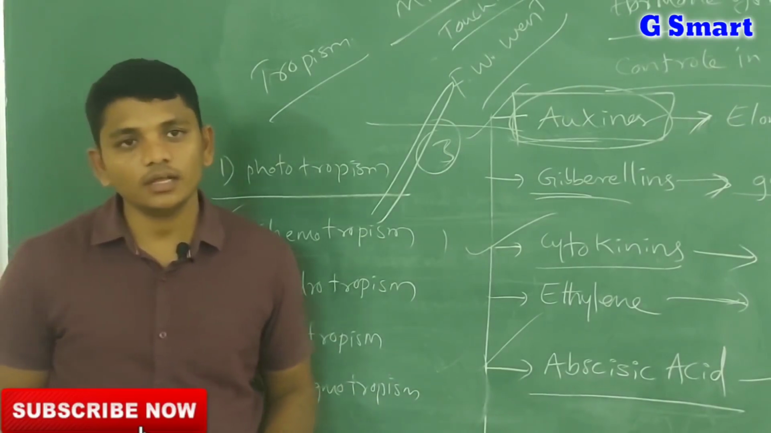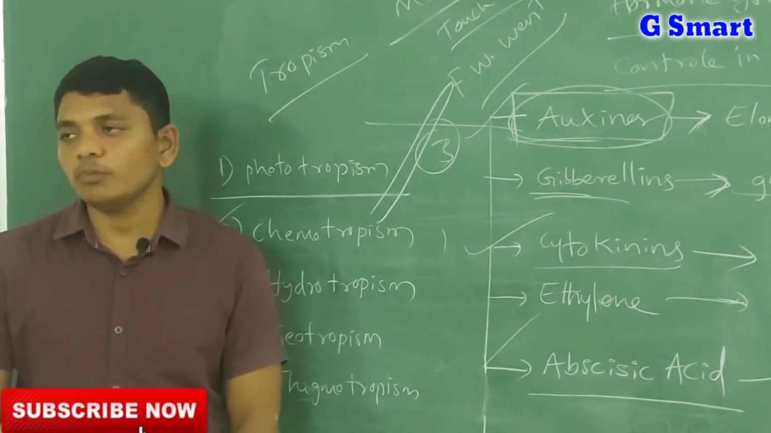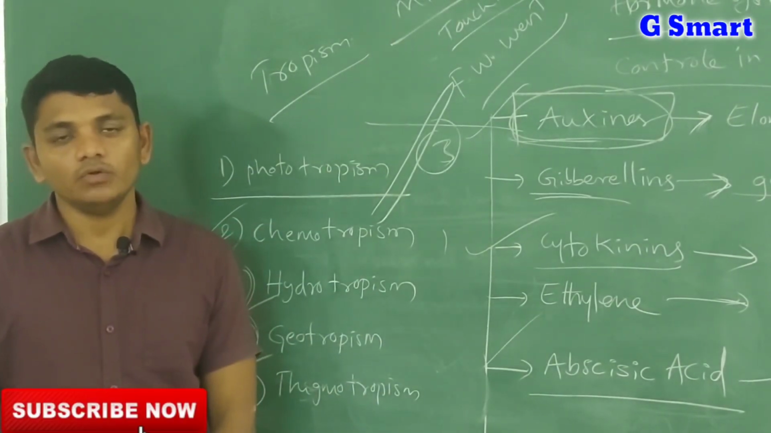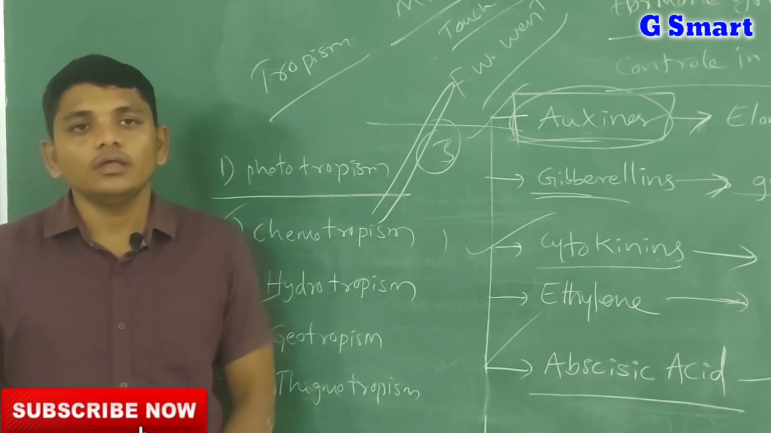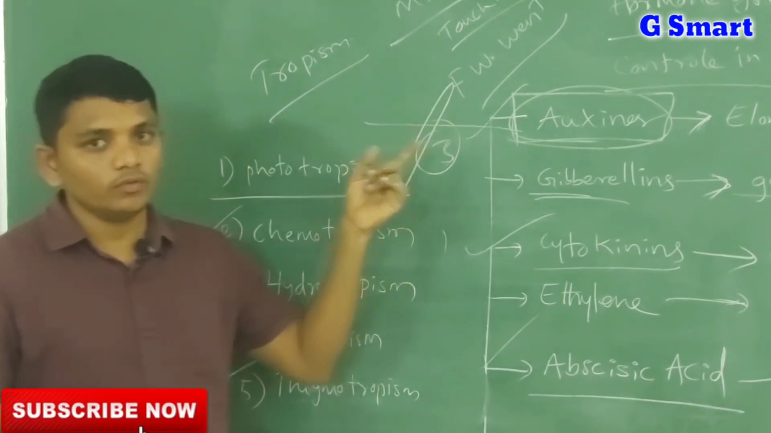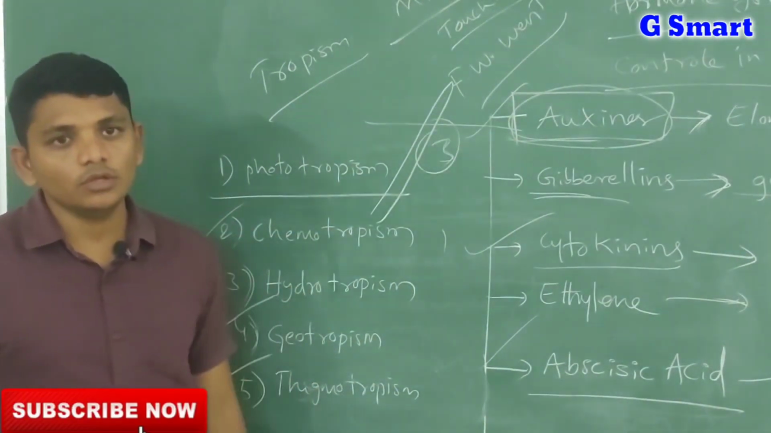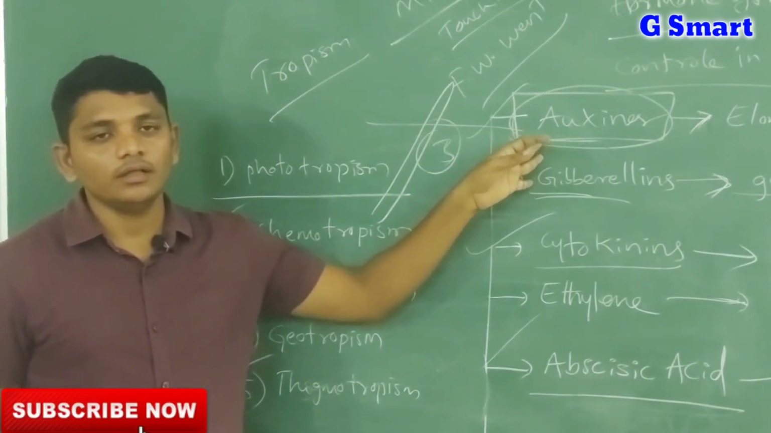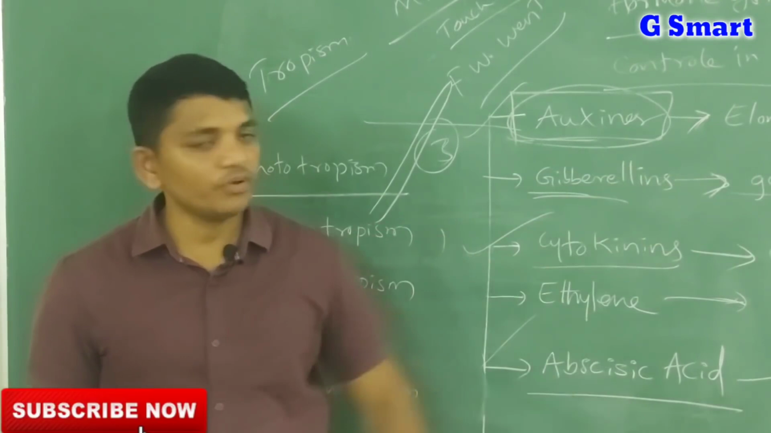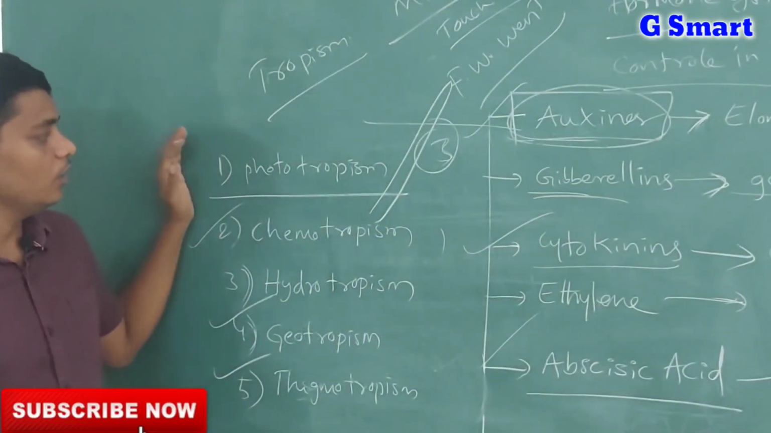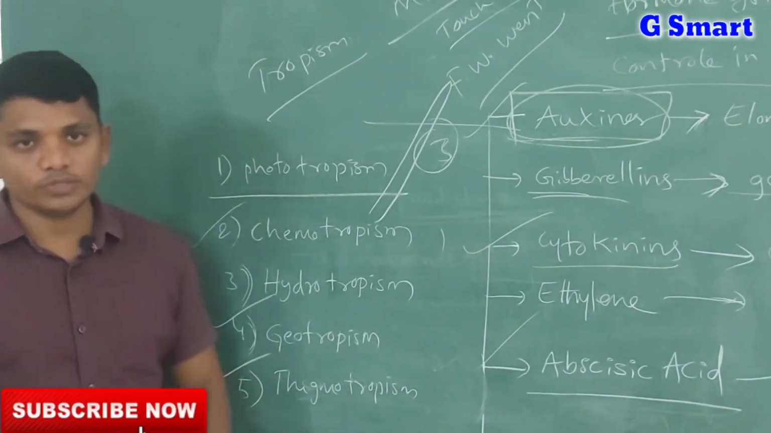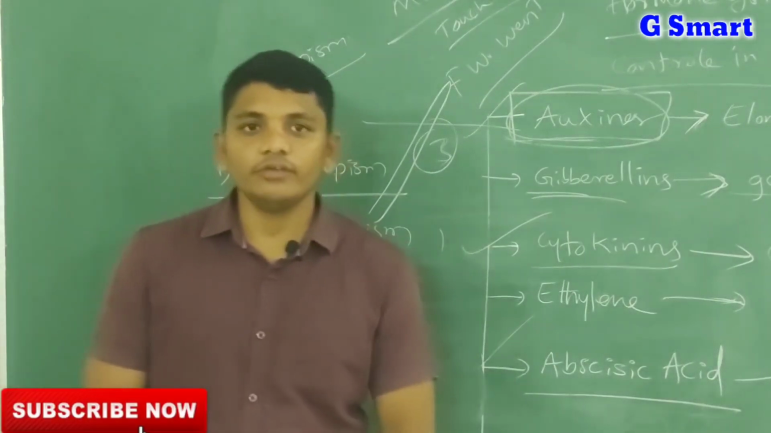Thigmonasty. What is that? Where can we find thigmonasty? Mimosa pudica is showing thigmonasty. Okay, it's a very important bit. Thigmonasty is shown by mimosa pudica, which is also happening with the help of auxins. So auxins are very, very important hormones in the plants, which promote not only elongation of the cell and differentiation of shoot and root. They also participate in phototropism, chemotropism, hydrotropism, geotropism and thigmotropism. Okay. Thank you very much.